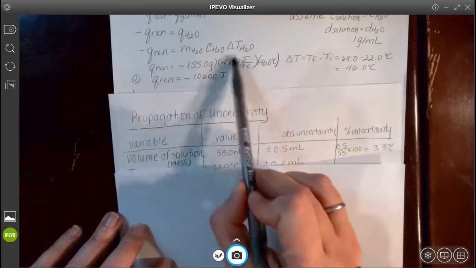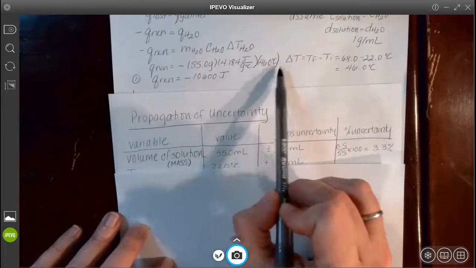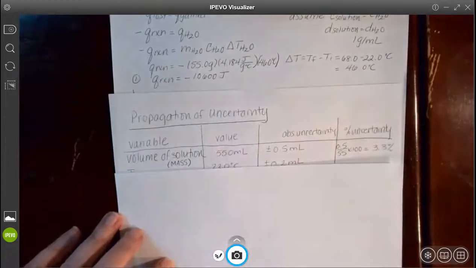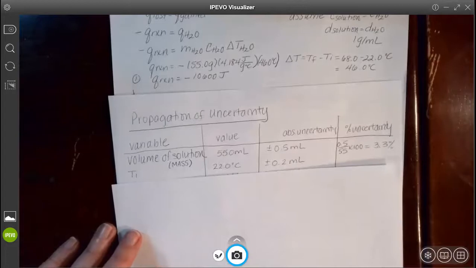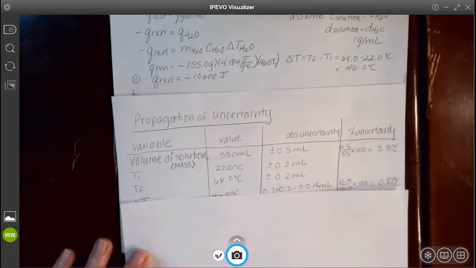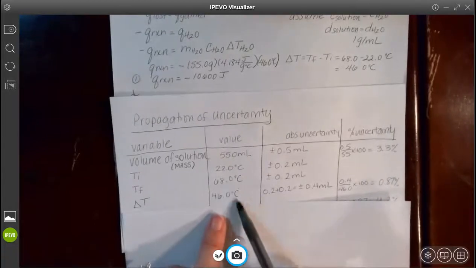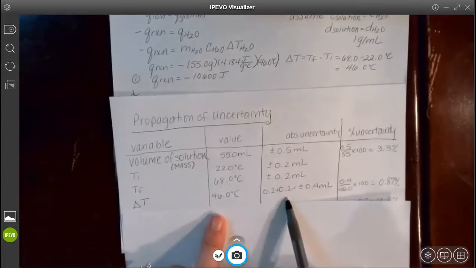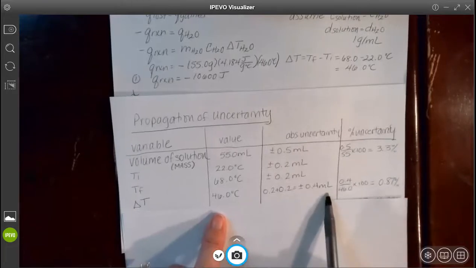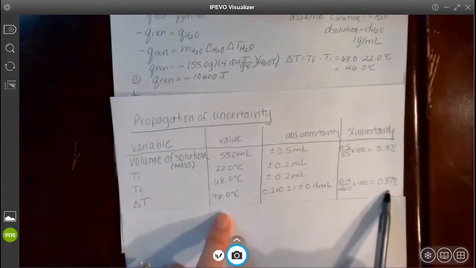All right, we're going to assume that the specific heat of water has no uncertainty. And so now I have to include the uncertainty in my delta T. So I have my initial temperature's uncertainty, my final temperature uncertainty, and then I have the difference, my delta T. When you subtract 2 numbers, you add their absolute uncertainties. So my absolute uncertainty in my delta T is plus or minus 0.4 milliliters. My percent uncertainty is at 0.87%.